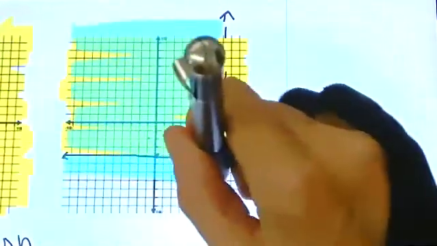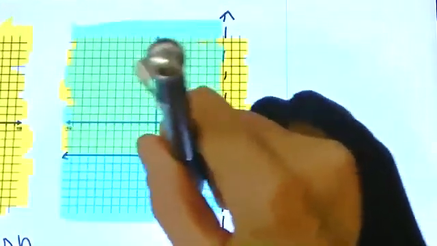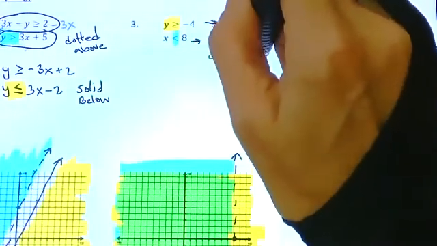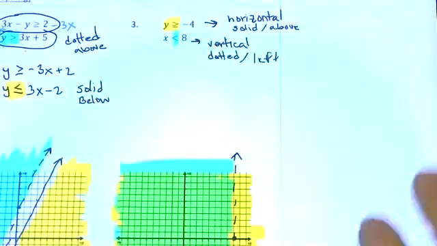So when it's just an x and there's no y, your line is vertical and your shading is either left or right, depending on less than or greater than. Less than is always to the left, greater than is to the right. Think of it as the way we do a number line. So there's my shading. So the shading was to the left.